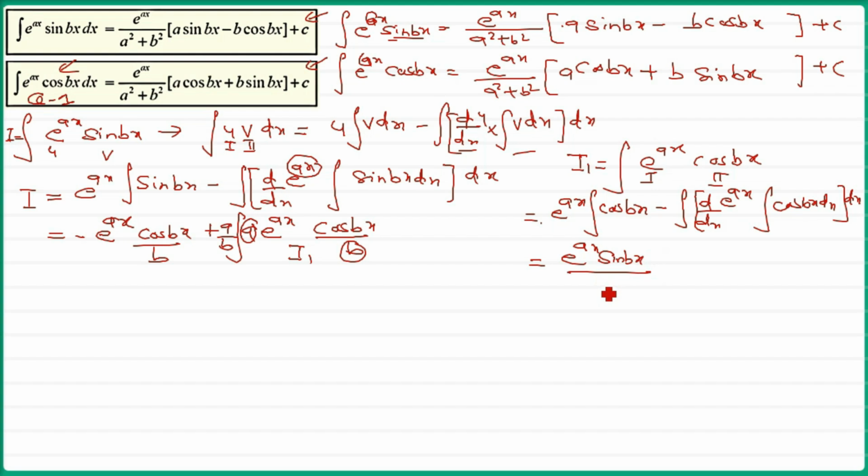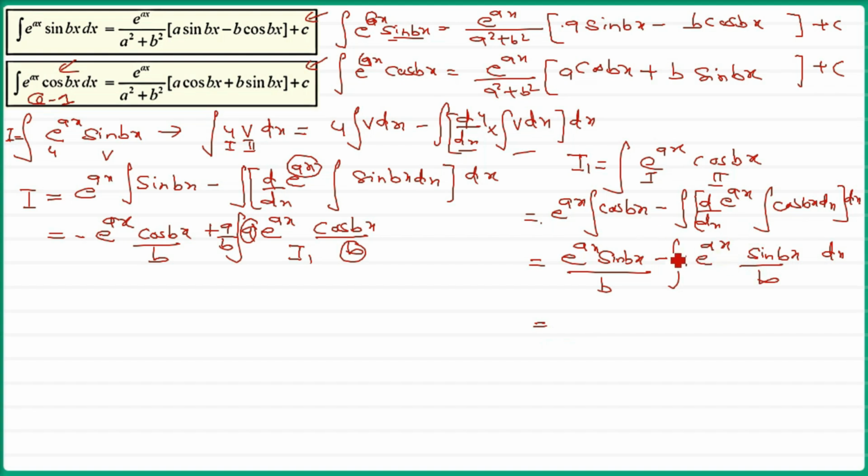b will come, it will go in the denominator, minus integration d by dx of e raise ax will be e raise ax only, then a will also come after the differentiation of ax. Cos bx we have already done, it is sin bx by b. Now we have to integrate this again, the second part.